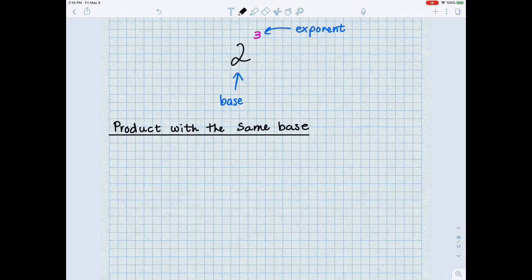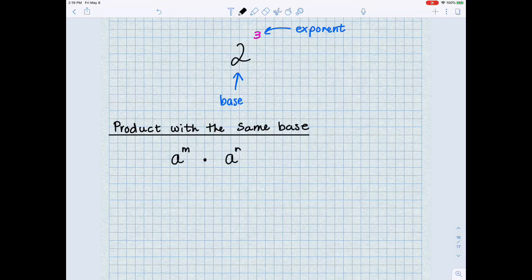Alright, so the first property we're going to take a look at is something that we call products with the same base. In algebraic terms, we can have something like this, where you have a number, a, raised to a certain power, and you are multiplying it by the same number, a, raised to a different power.